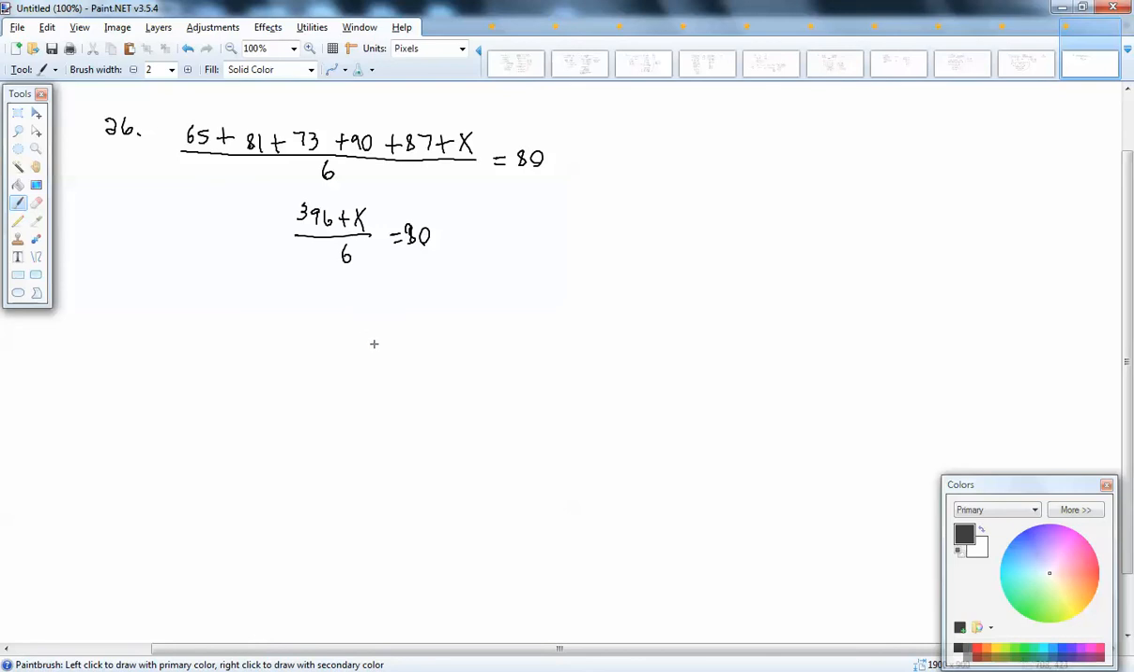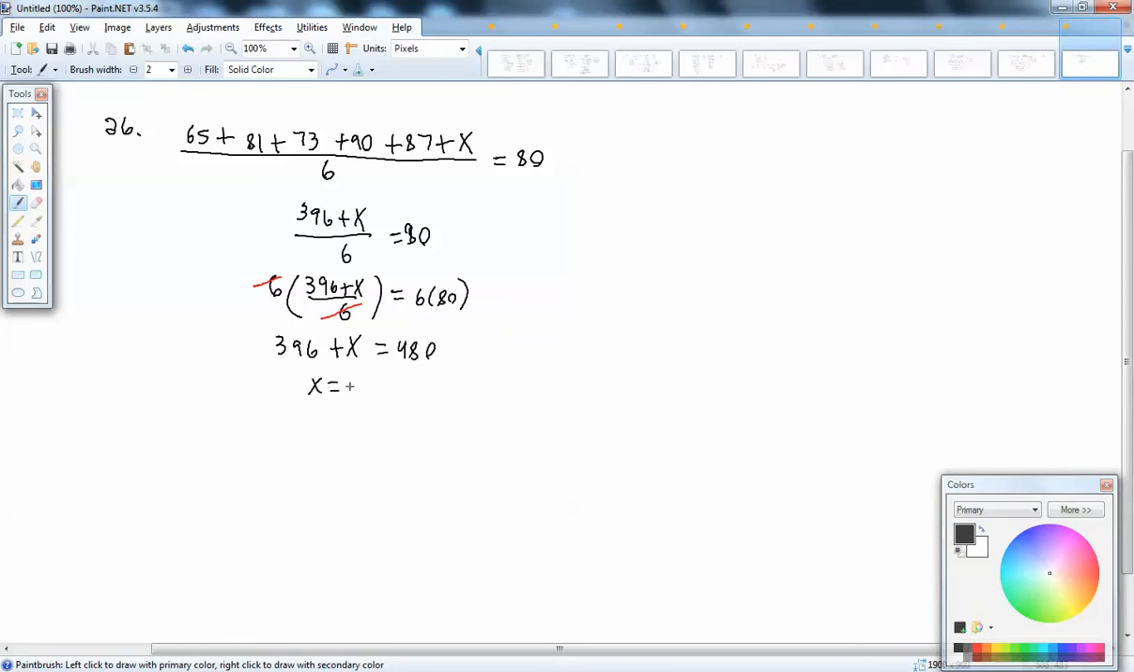Okay, now we're going to solve this. First step is get rid of parentheses, don't have any. Second step is get rid of fractions. Multiply everything by the LCM of all your denominators. We only have one denominator, so that is our LCM. So we're going to multiply both sides by 6. Now when we do that, the 6 is going to cancel. And we got 396 plus x is equal to 480.